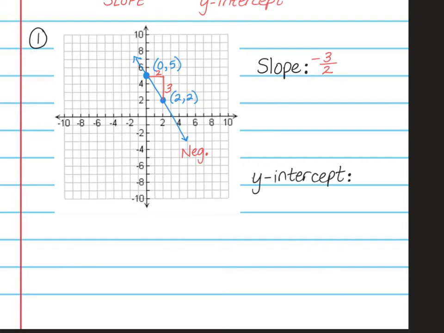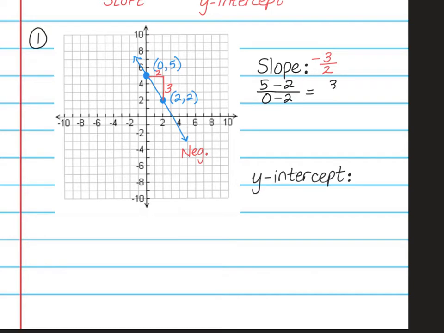A different way to find the slope is to use the slope formula. Remember, the slope formula has a fraction bar with two negative signs on the top and the bottom. So we want to put our y numbers on the top. In this case, my y numbers are 5 and 2. So I'm going to put a 5 and a 2 here. My x numbers are 0 and 2. So I'm going to put a 0 and 2 here.